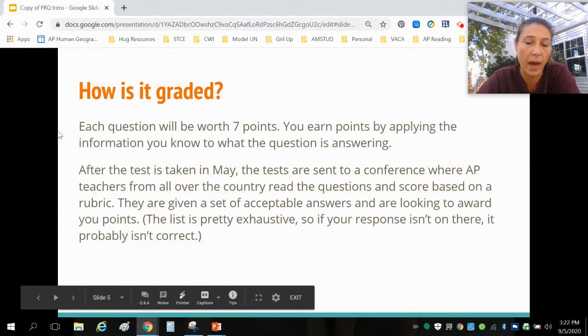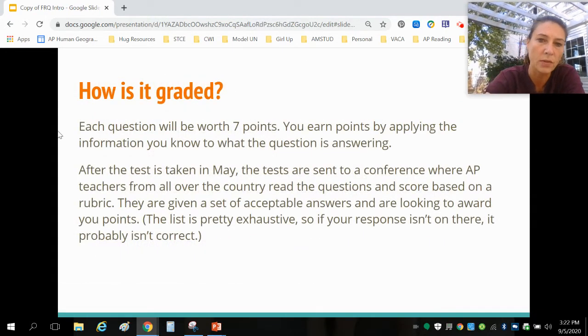How's it graded? Every question is going to have several parts, and each question is going to be worth 7 points. Typically, it's going to be anywhere between 5 to 7 letters of questions that you're going to be asked. You're just going to earn points by applying the information you know to what the question is asking you. And then in May, the tests are scored by people like me.